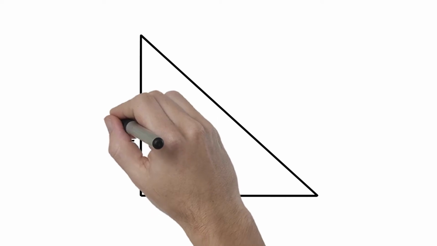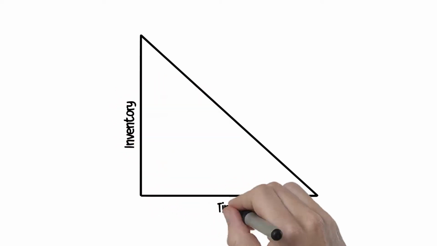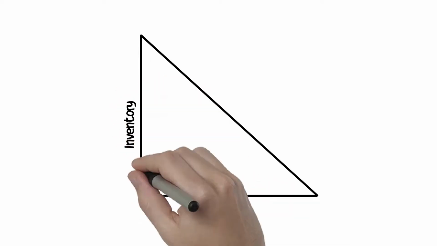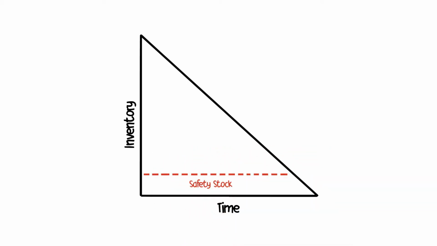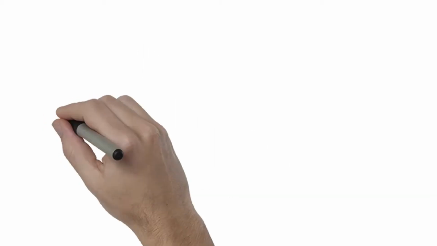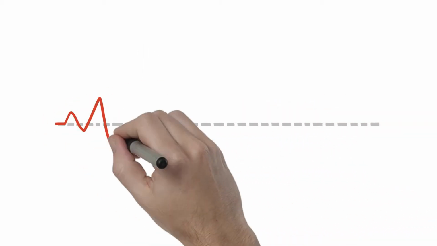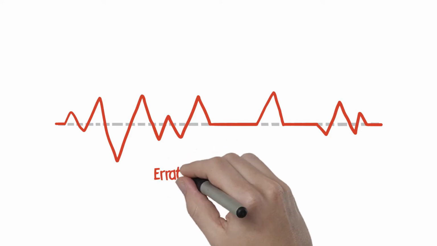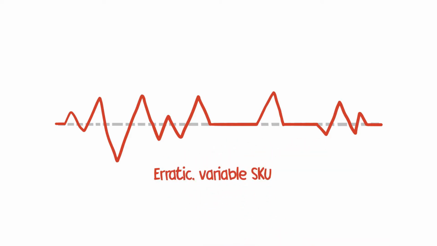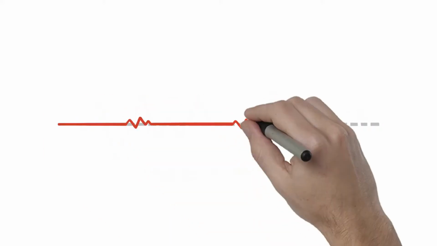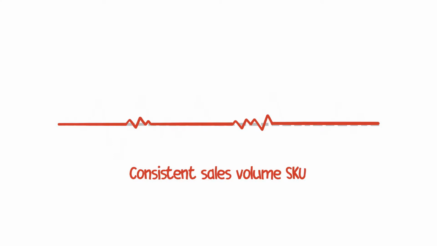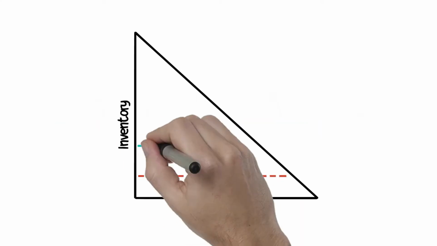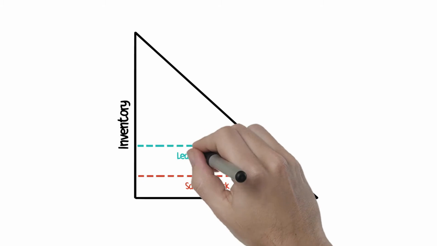Our two variables related to inventory position will be time and inventory cases. At the base of the inventory position is safety stock. This is determined based on a few different factors. A SKU that is erratic and variable will have a higher safety stock level. SKUs with longer lead times or infrequent orders will also increase safety level. On the other side, we will see lower safety stock for consistent sales volume SKUs and those with fast reaction times.